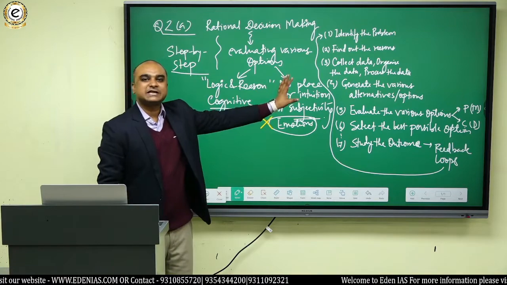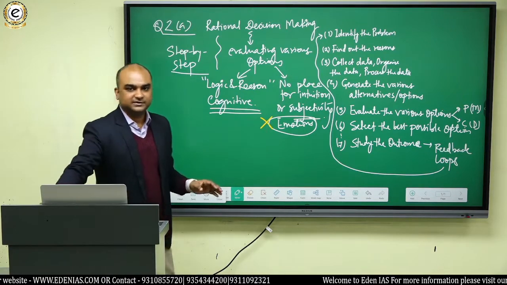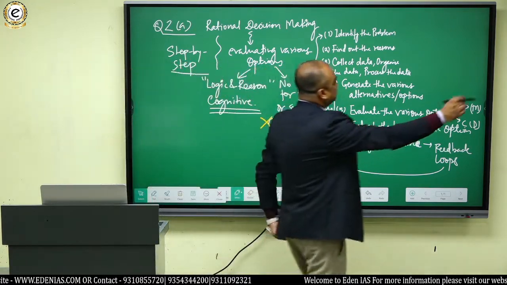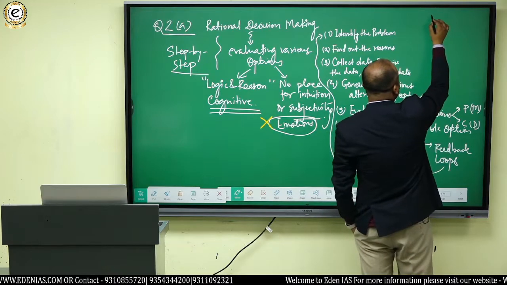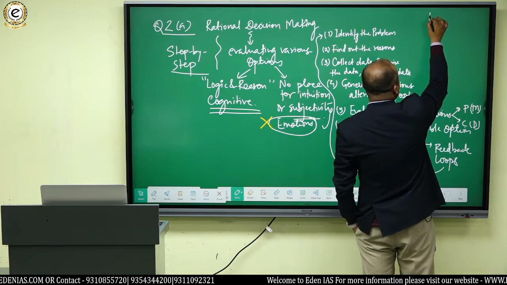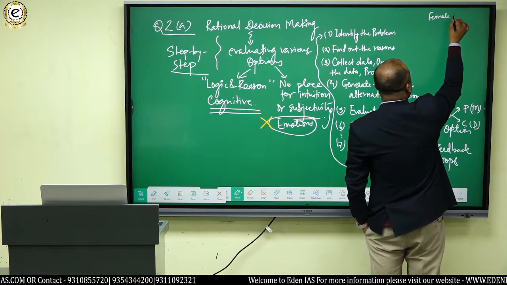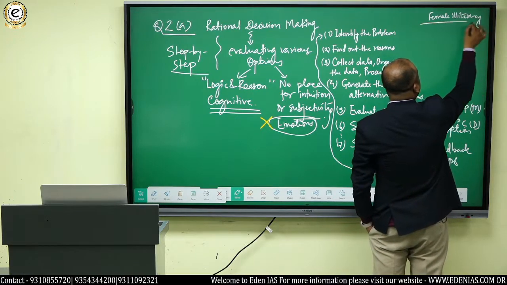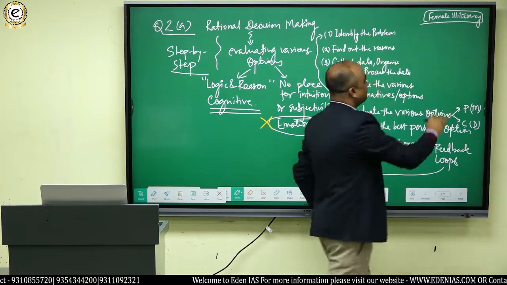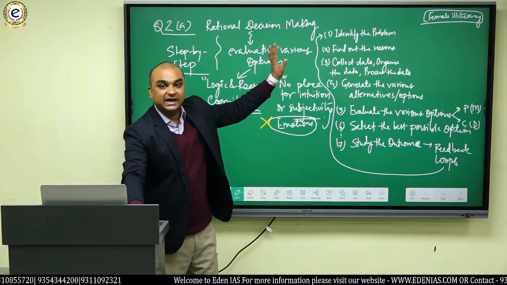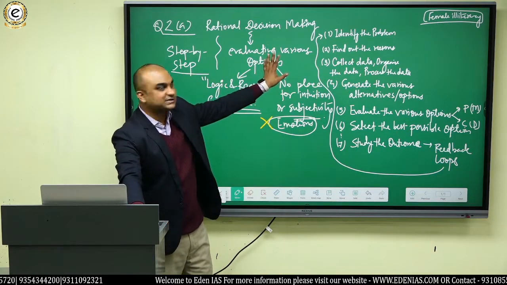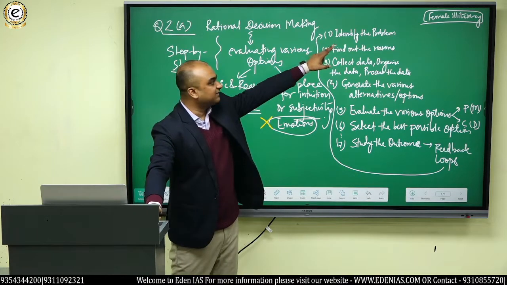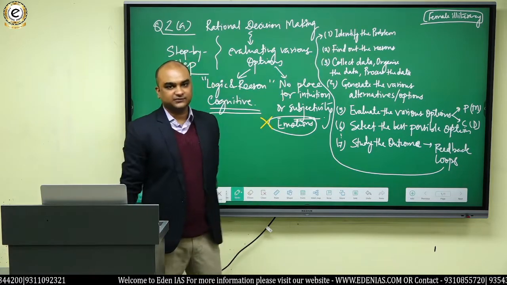Now look at one thing. If we want to understand this with the help of an example, think of this. Suppose there is a region where the main problem is female illiteracy. So female illiteracy is the major problem in that region. Do you understand that? So first we will identify the problem, then find out the reasons for that problem.